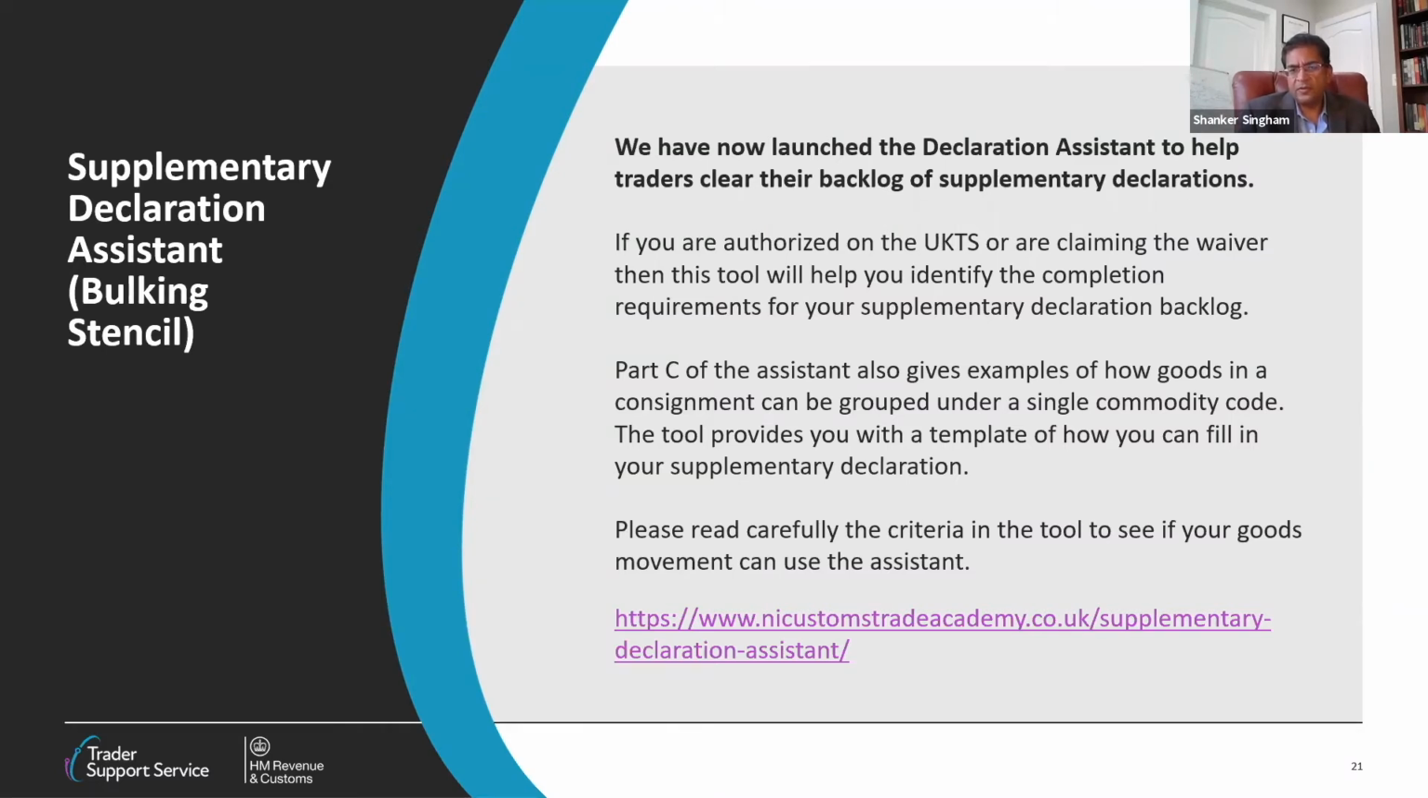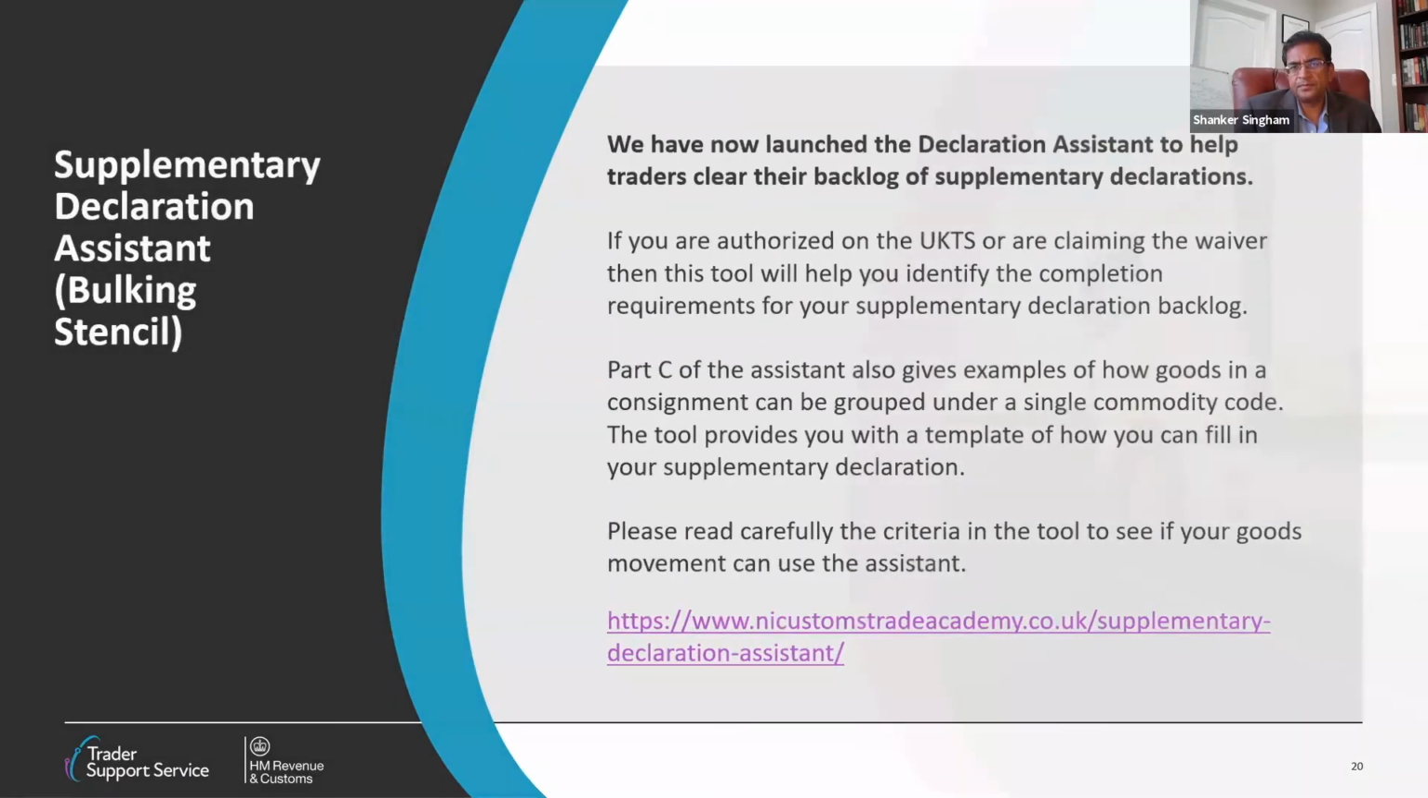So if you qualify, have a look at the supplementary declaration assistant. There's nothing to prevent you bulking anyway, but you would have to do it at the highest commodity code, the highest tariff applicable to the commodity code in that consignment, and that may not be a sensible thing for you to do. But again, if you're on the UK Trader Scheme or you're claiming the waiver, this is by far the best way of doing quick supplementary declarations. If you go to the next slide.